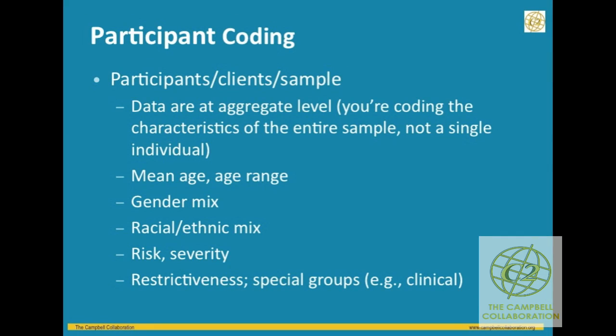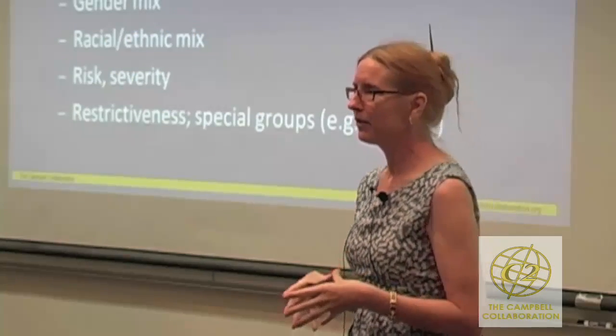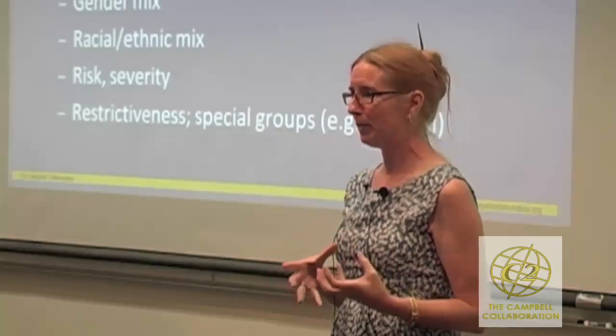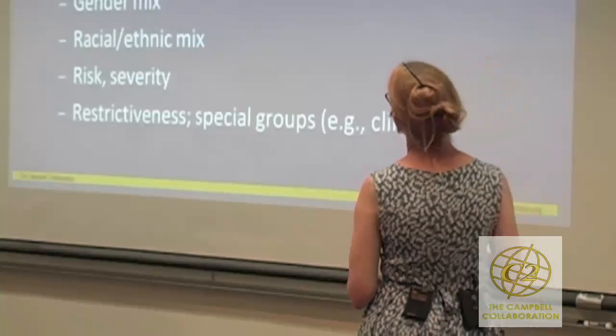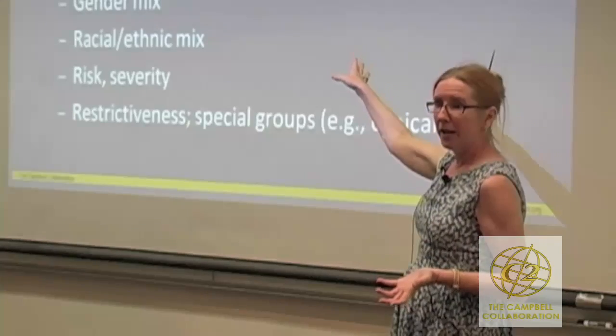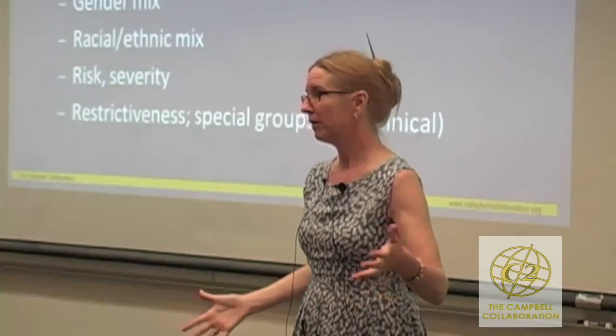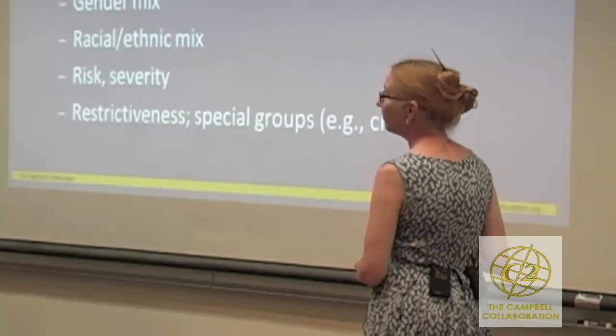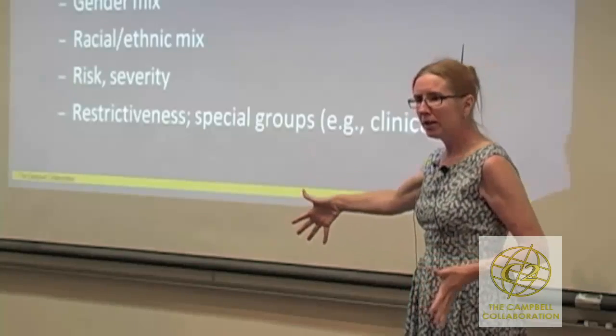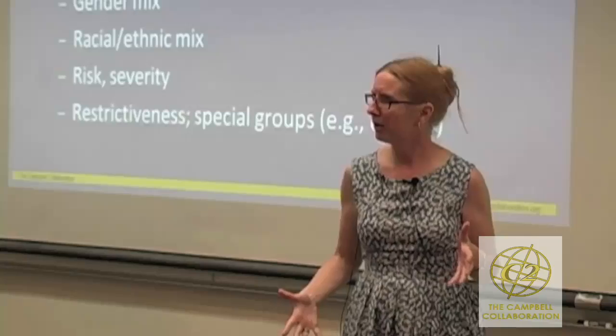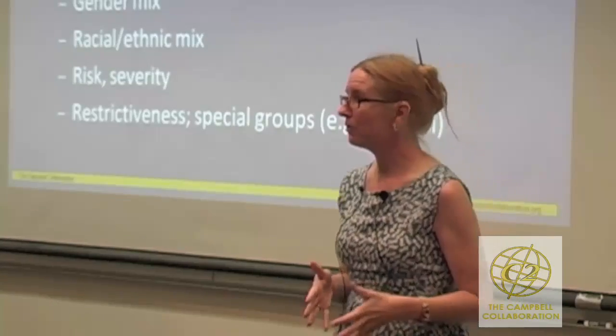Okay, so the participants, the subjects, your clients or patients or villages or whoever you're trying to treat with whatever intervention. It's a little different when you're doing this because your subjects or your clients are a group. So you're not coding individual people's characteristics. You're coding the group's characteristics. So we code things like the average age or the age range of the group. Both is helpful. Sometimes studies that have a really broad age range of participants are going to look a little different than those that focus on a particular age range.